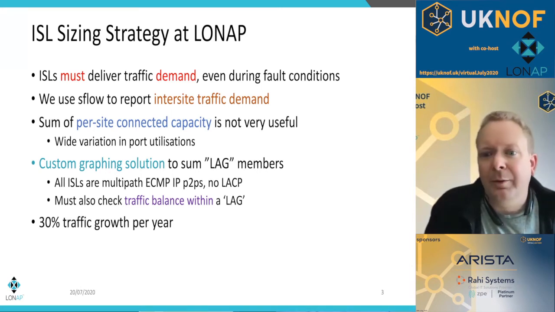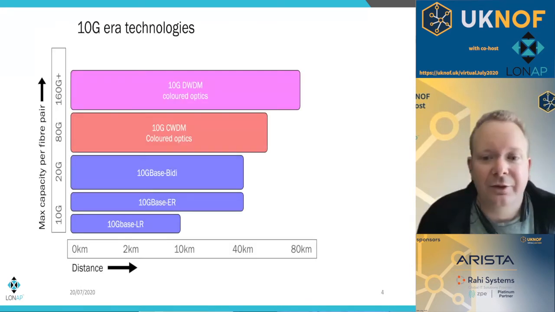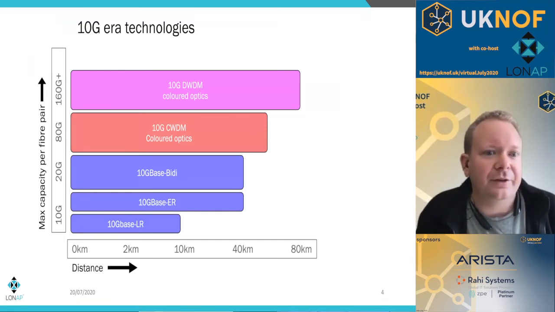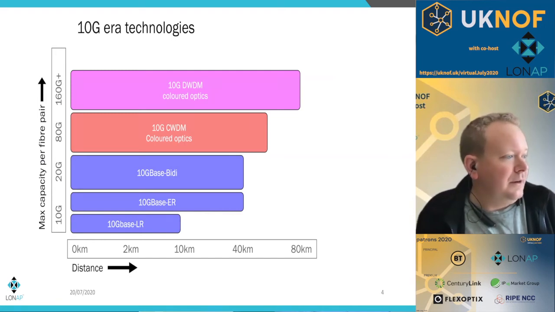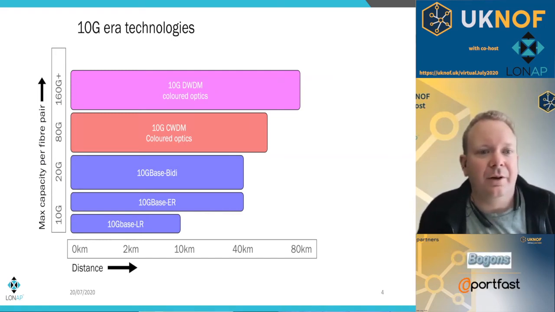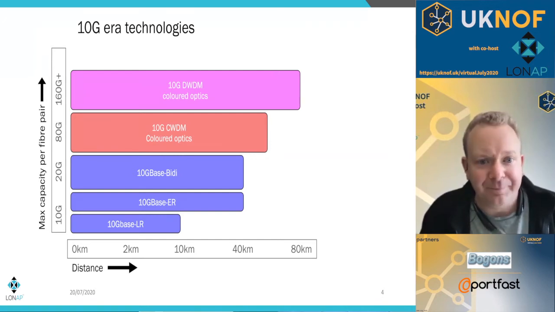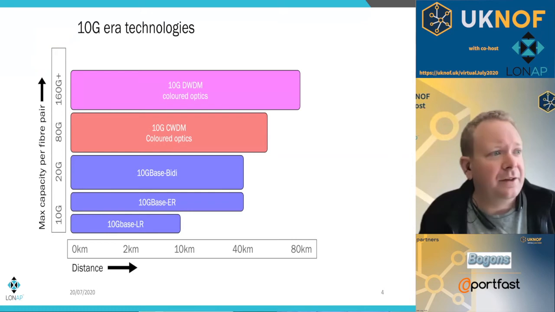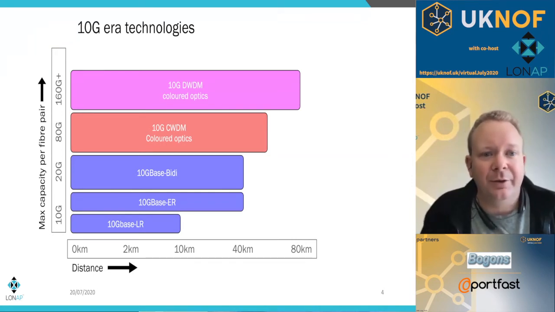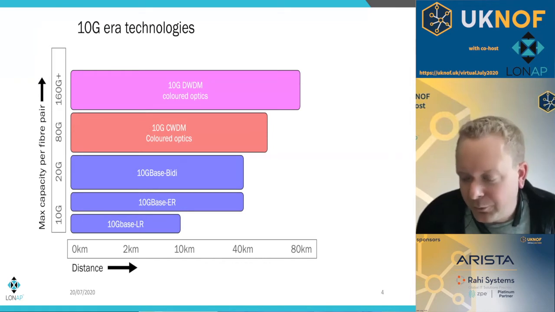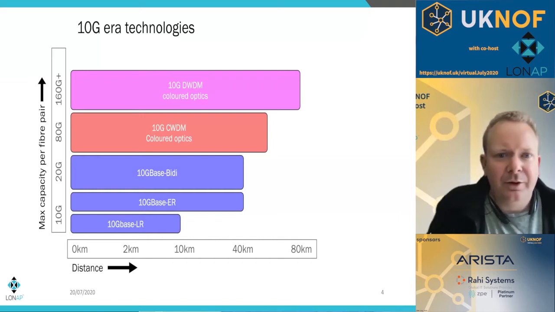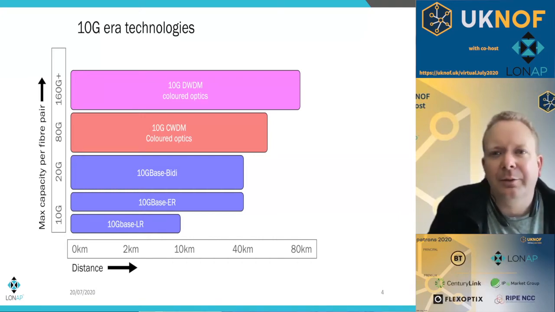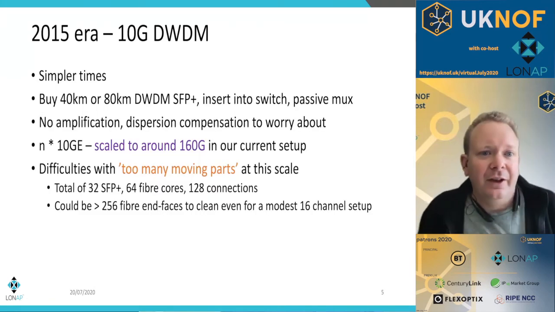So let's look at where we were, 10 gig. I've got a series of these charts for different technologies, and this is sort of state of the art circa 2012 or 2015. At the bottom, we have the standard 10 gig LR, obviously only scaling to a single 10 gig on a fiber pair. We have BiDis, and then we have CWDM and DWDM at the top here, which scale to, in the case of DWDM, 40 or 80 channels on a fiber pair at 10 gig, quite a lot. So we were using that with great success from, say, about 2012 onwards.